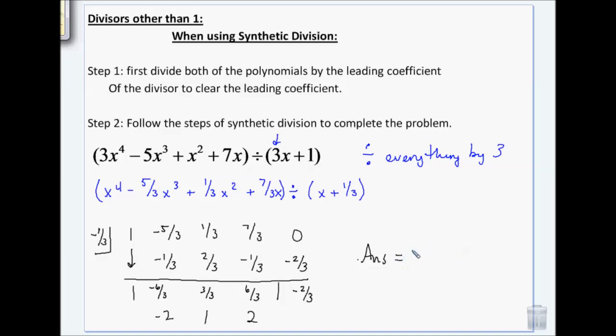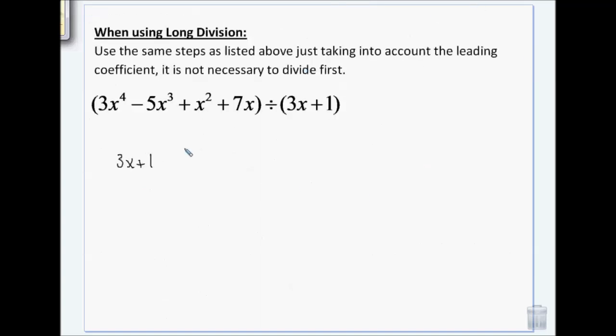So my answer is negative 2x to the 3rd. Oh wait, sorry, that's, yeah, plus x squared plus 2x minus 2/3 over x plus 1/3. Sorry. Okay, so you have to deal with all these fractions. To divide that leading coefficient, you can just leave it there. I'm gonna put that plus 0 on the end there.